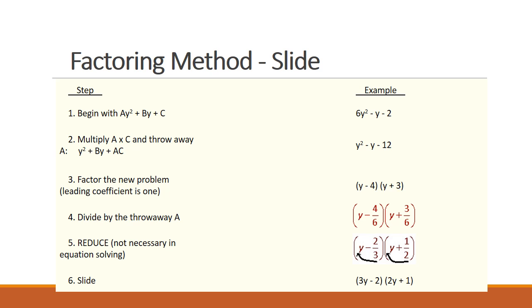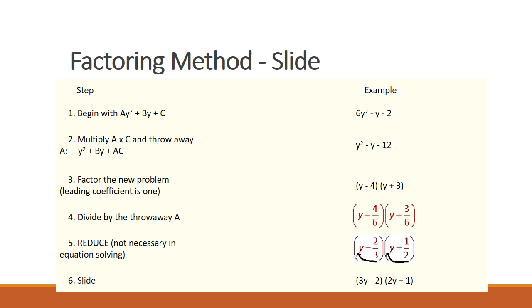So I'm giving you the steps on the left here, an example on the right. The first thing we're going to do is multiply the a times c together and throw away the a for a moment. So we're going to put y squared, getting rid of the 6, minus y minus 12. We're putting the a times c, the 6 times negative 2, in place of the c.